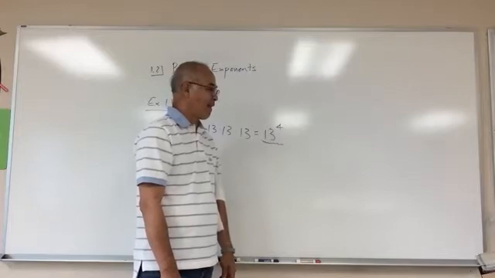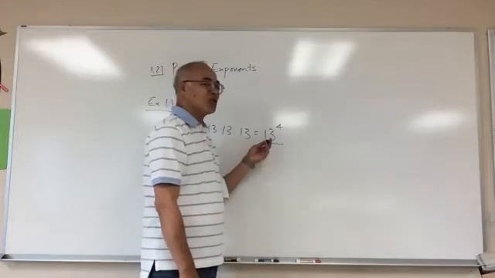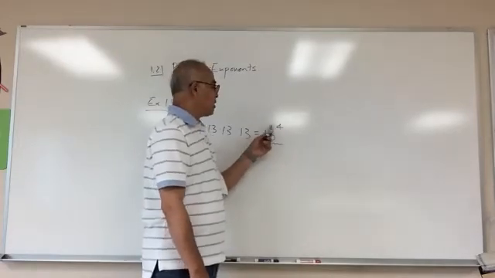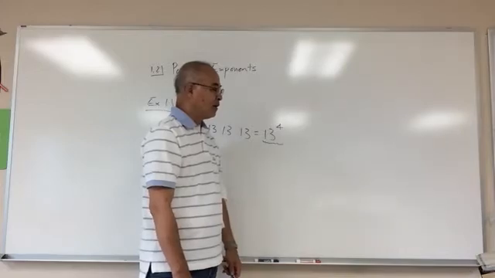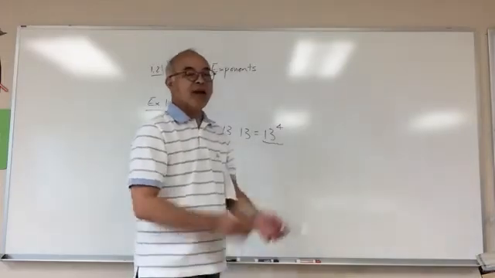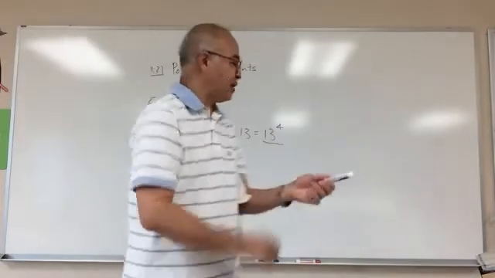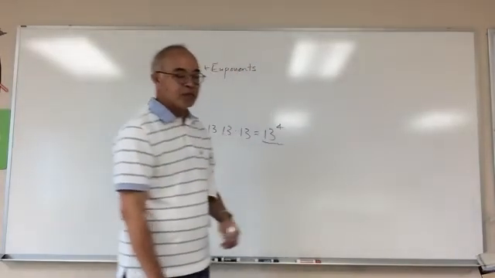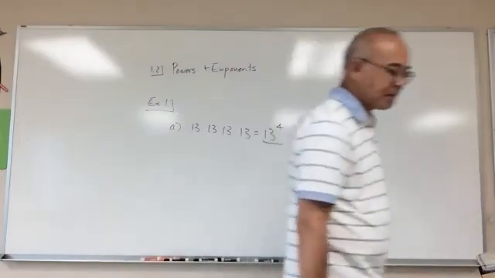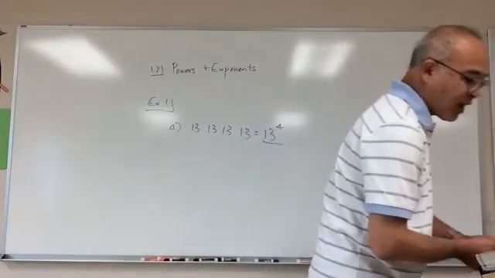This is 13 to the fourth. What is the number 13 called? The base? The base, correct. It is called the base. 13 is the base, 4 is the exponent. All right, the next one.